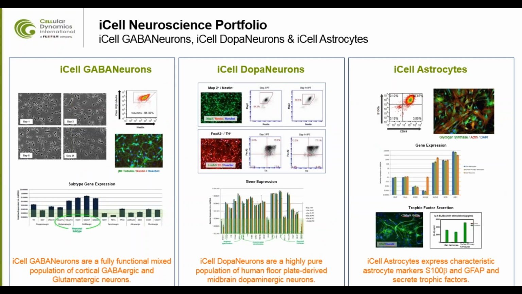All right, we're going to focus in on the neuroscience portfolio, and at CDI that consists of GABAneurons, DopaNeurons, astrocytes, and on the next page we'll see a couple more. But the point here is that all of these different cell types are provided with a variety of gene expression, marker expression, identifying characteristics, as well as varying levels of functional analyses.